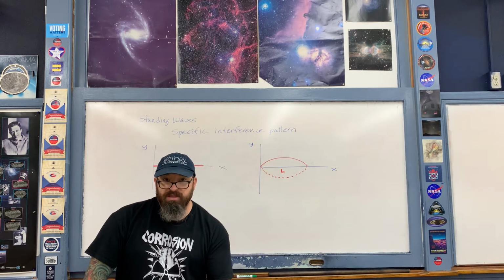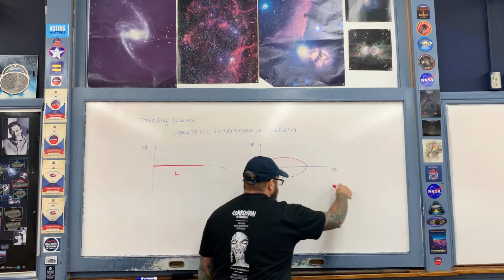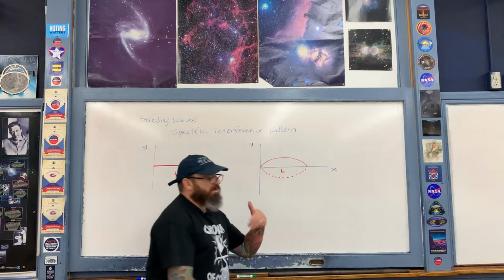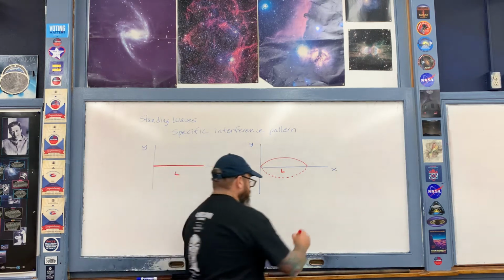Now take a look at this diagram. In this space, how much of a wavelength is present? Well, a full wavelength would look like this. So then, notice in the space L that I have here 1/2 of a wavelength.